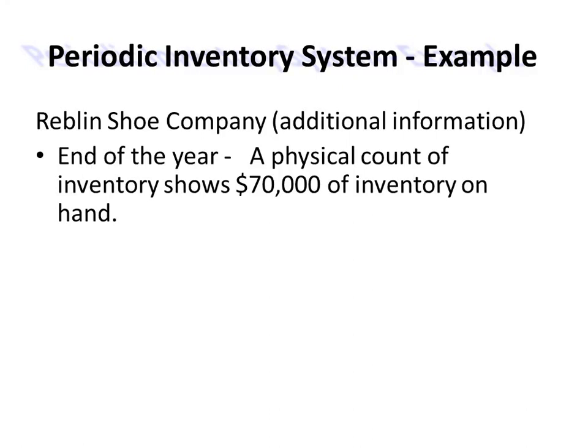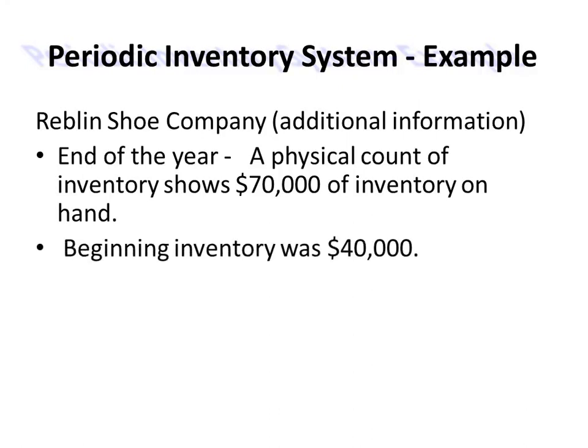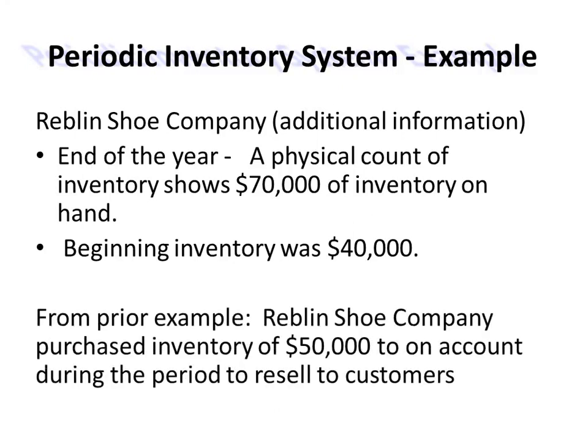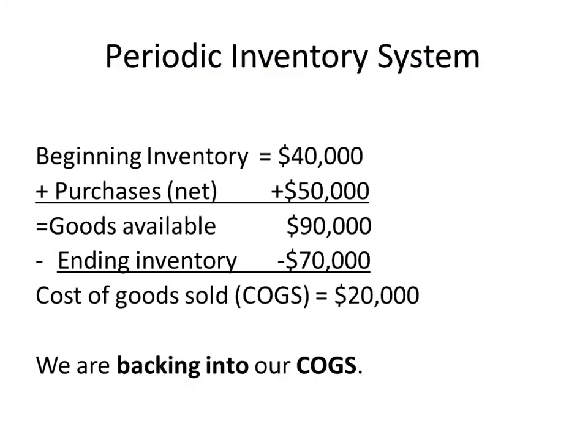So, at the end of the year, a physical count of inventory shows 70,000 of inventory on hand. Beginning inventory from last period we know is 40,000, because that was ending inventory at the end of last period. And we counted inventory, it says we have 70. Now remember, from the prior piece, we purchased inventory of 50,000 during the period to resell to customers. So what would we do here? We have beginning inventory of 40 plus what we purchased, which gives us goods available. Minus ending inventory gives us our cost of goods sold.